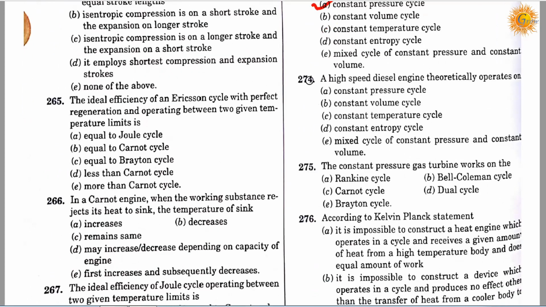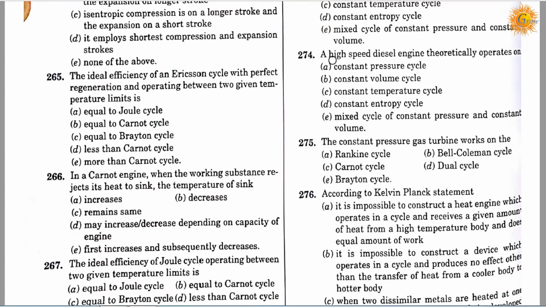Question number 274. A high-speed diesel engine theoretically operates on: option A, constant pressure cycle; option B, constant volume cycle; option C, constant temperature cycle; option D, constant entropy cycle; option E, mixed cycle of constant pressure and constant volume. So the correct answer is E.